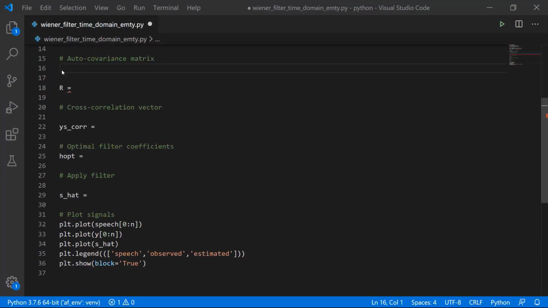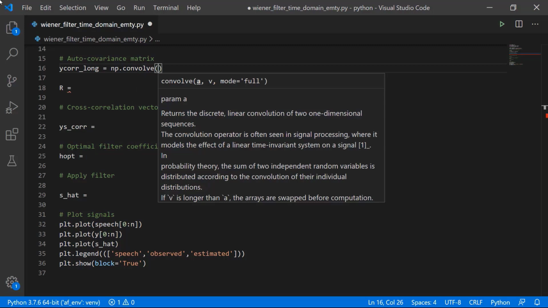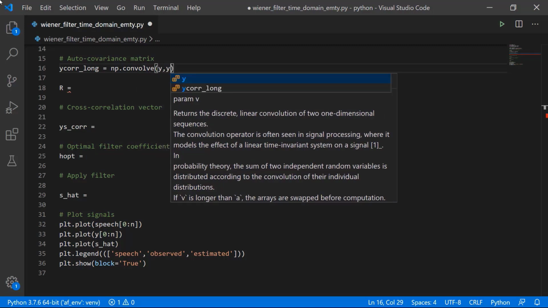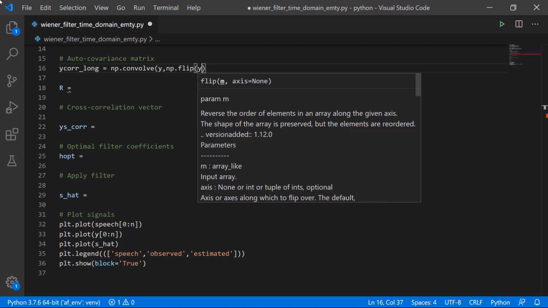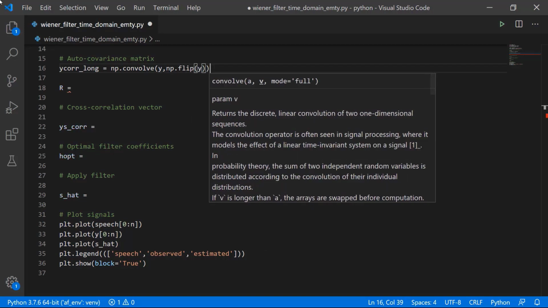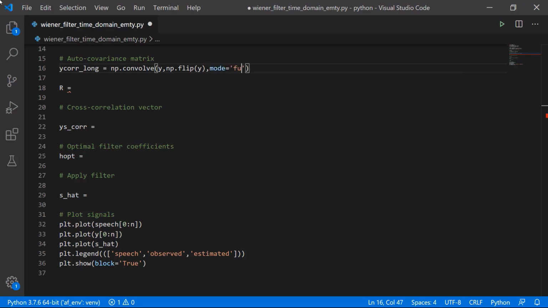First, we need to compute the autocorrelation matrix. Of course, there are several ways to do this in Python. I will use the convolution function from NumPy. Since we will have to shorten the convolution output to 500 samples, we introduce the variable yCoreLong, and this is simply the output of the NumPy convolution function. This function gets the observed signal as both the first and the second parameter. However, make sure to flip the second parameter according to the definition of the autocorrelation function. The last parameter makes sure that the convolution is of full length with n-1 samples.